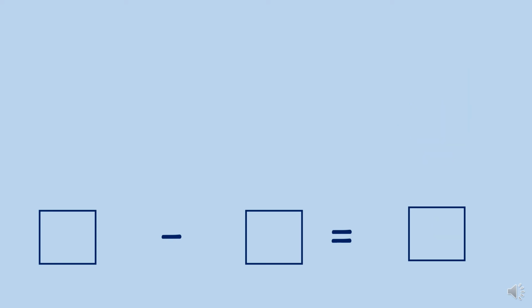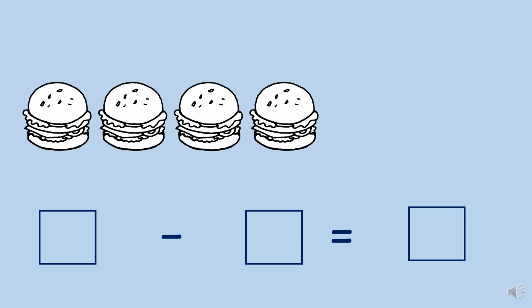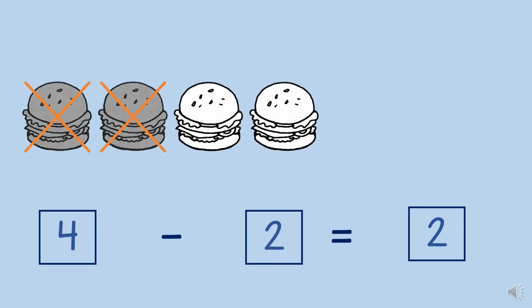We have here burgers. How many burgers are there? Let's count. 1, 2, 3, 4. 4. Now, let's take away some burgers. 1, 2. Let's write down 2. How many burgers are left? Let's count. 1, 2. 2. 4 minus 2 equals 2.